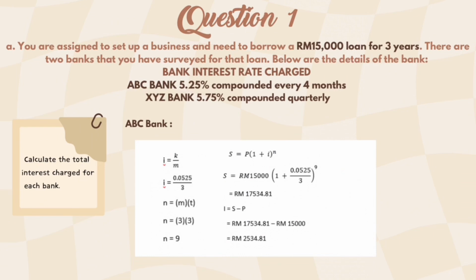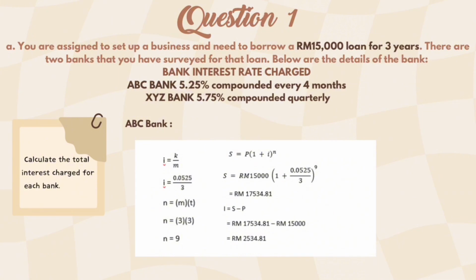And then we substitute the values into the formula, which is S equal 15,000 times (1 plus 0.175) to the power of 9. After that, we simplify it further with 1 plus 0.175 equal 1.175, and then S is 15,000 times 4.102 equal 17534.81 cents.